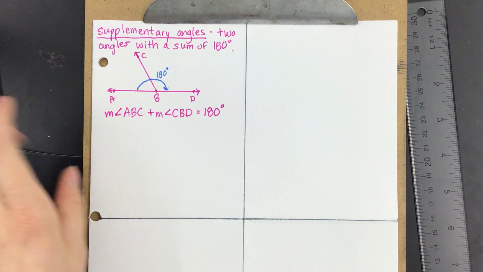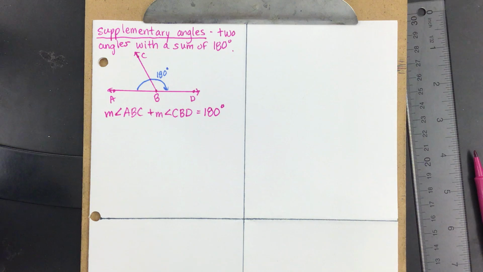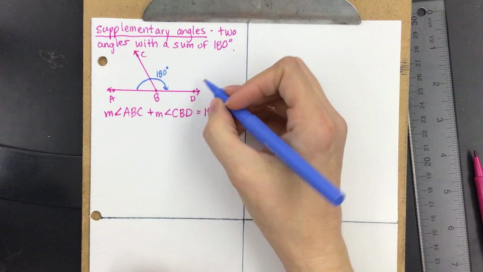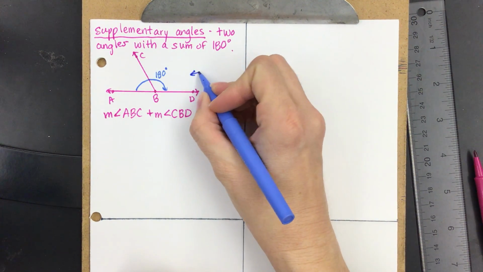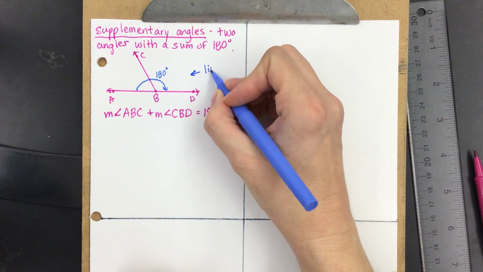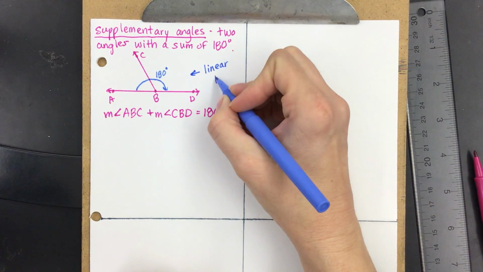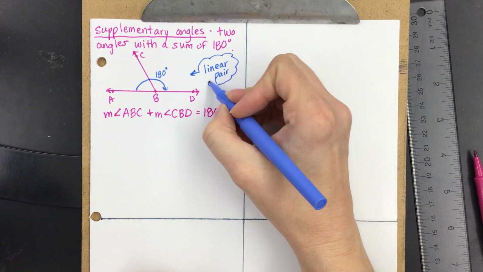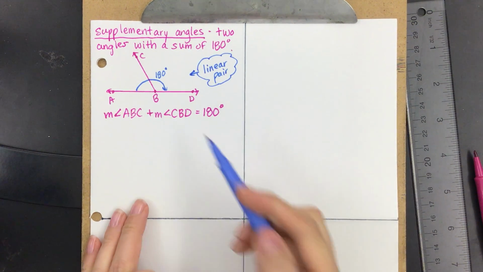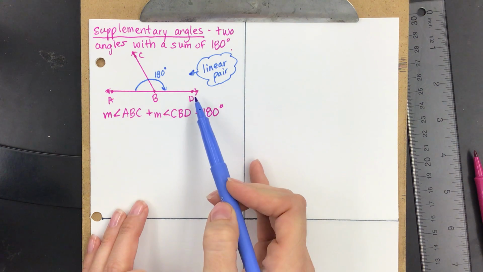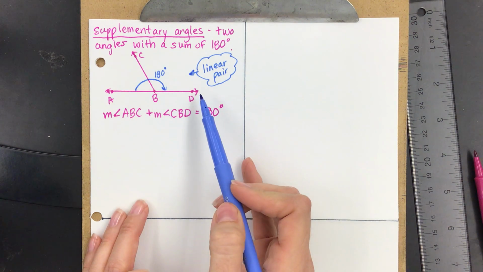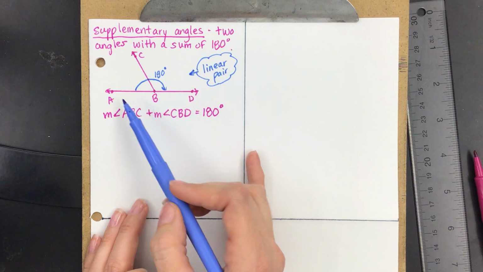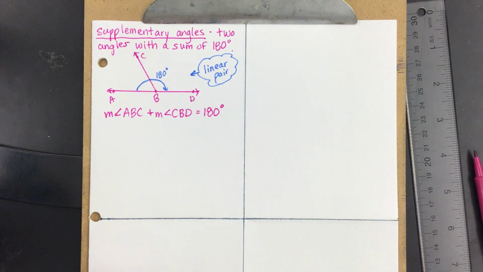Supplementary angles that look like this also have a special name. We call it a linear pair. So this would be an example of a linear pair, because one side is a line. That's why it's called a linear pair. It's a pair of angles that have one side that makes a line.